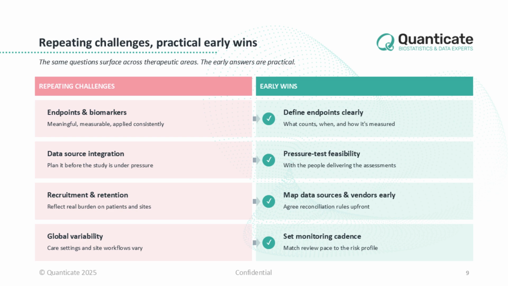So when teams move into a new therapeutic area, the early wins are usually practical. Define endpoints clearly and pressure test feasibility with the people delivering the assessments. Map data sources and vendors early and agree how reconciliation will work when two sources describe the same concept. Then put monitoring and review plans in place at a cadence that fits the risk.